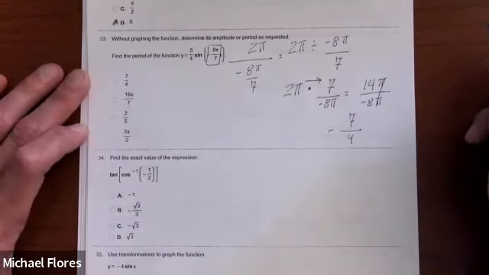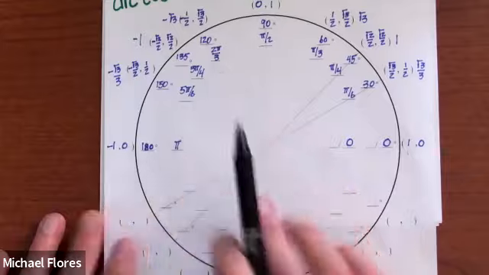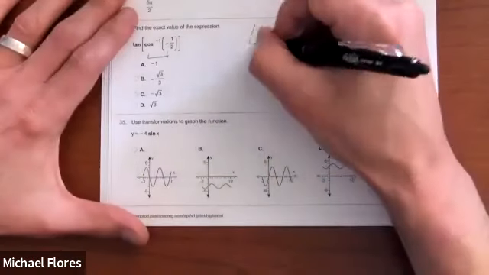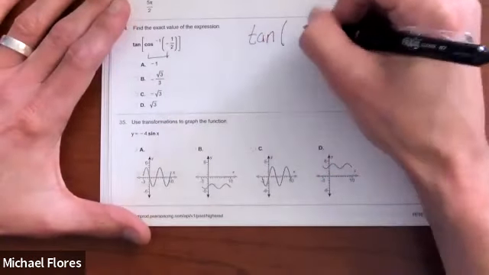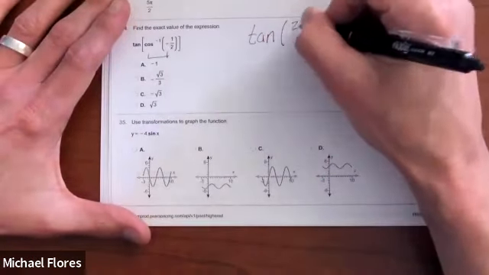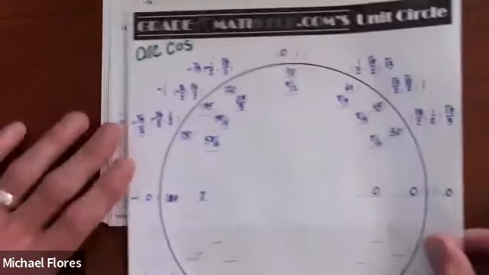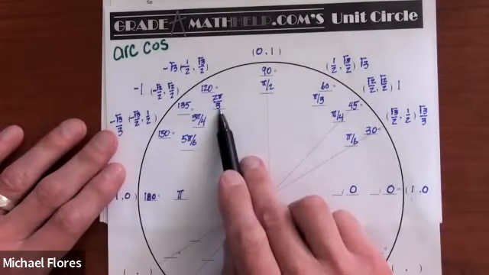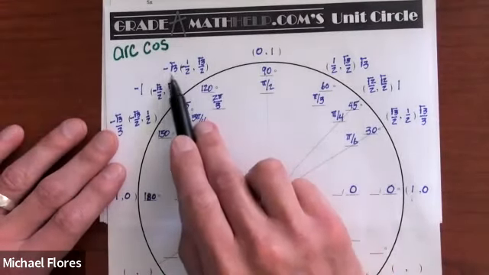Find the exact value of the expression. We have to solve this portion first. Inverse cosine of negative 1/2. This is where cosine is negative 1/2. That occurs at 2 pi over 3 radians. So now we have to find the tangent at 2 pi over 3 radians. At 2 pi over 3 radians, that tangent is negative root 3.